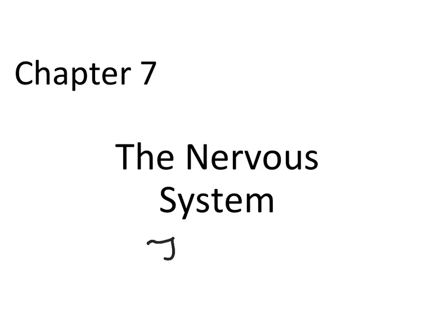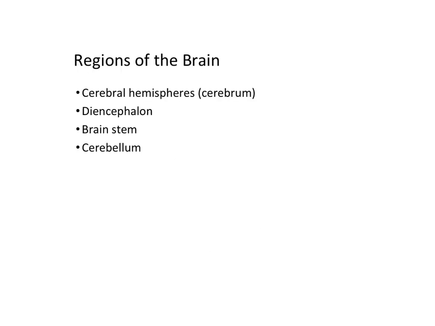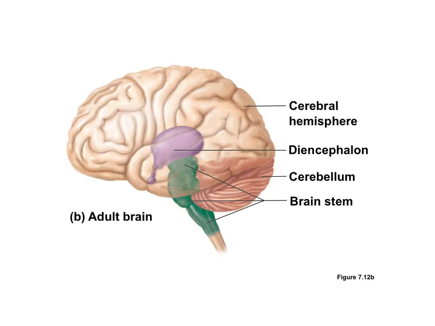This lecture is about the brain. The brain has four major regions: the cerebral hemispheres, or the cerebrum, the diencephalon, the brainstem, and the cerebellum. In a typical adult brain, you can see that the cerebral hemisphere is most of this region of the brain. The diencephalon is between the two hemispheres of the brain, and it's there.